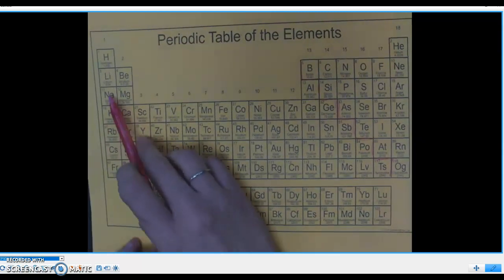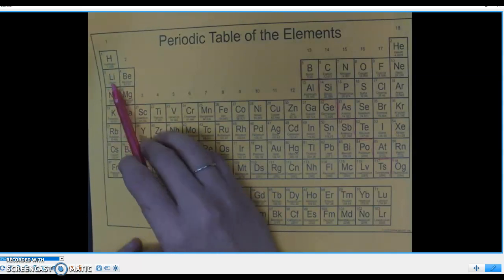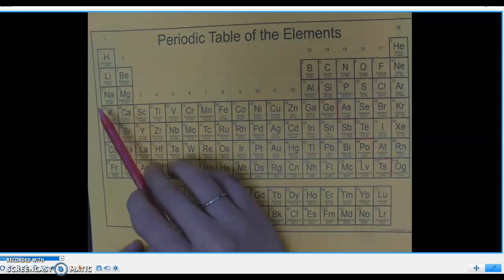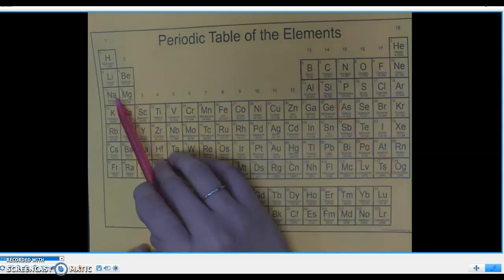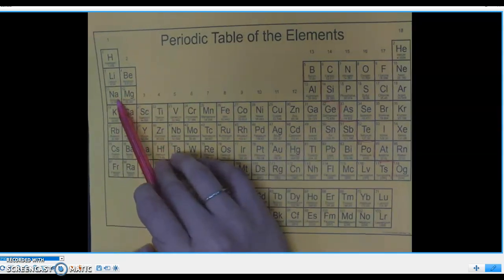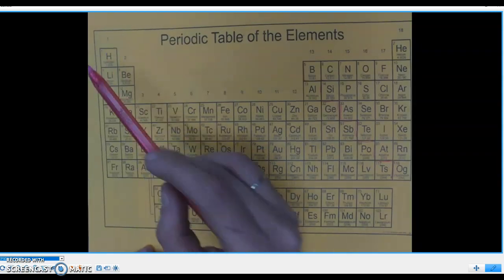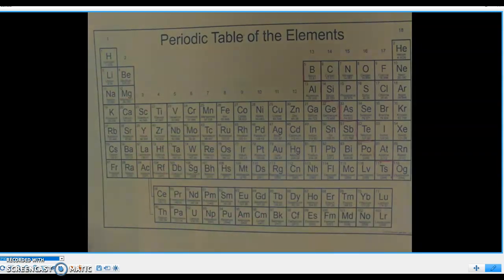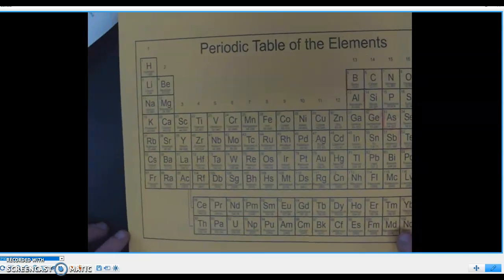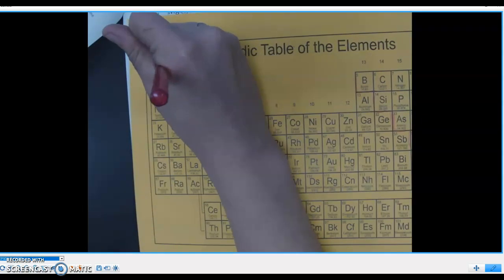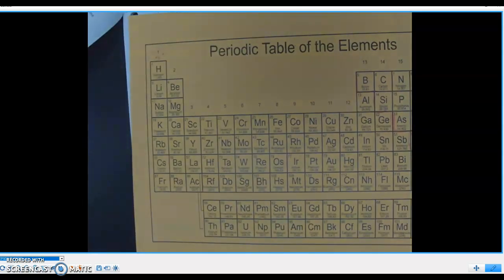So if I was looking at anything in group 1, hydrogen is a non-metal, but the rest of them are metals. So let's say potassium. Potassium is a metal. Metals tend to lose electrons. And because we are in group 1, we know that potassium has one valence electron. And so if the atom loses that valence electron, then we're going to form an ion with a +1 charge. Okay? So group 1 metals, that's what they tend to form.